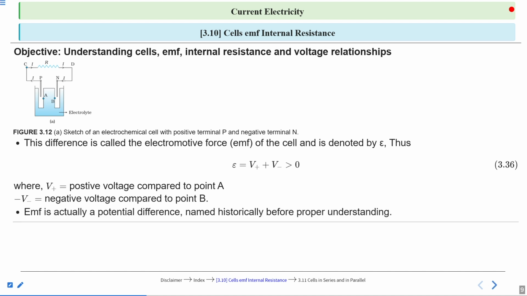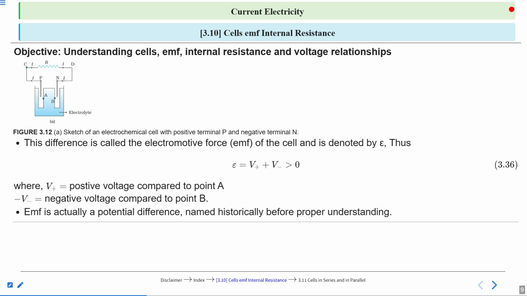EMF is actually a potential difference. So from here we can say EMF is actually a potential difference, but at a specific condition. Why is it called force? Electromotive force. It is named historically, before proper understanding.